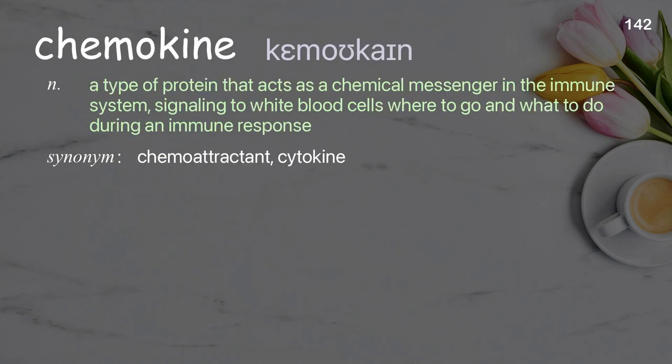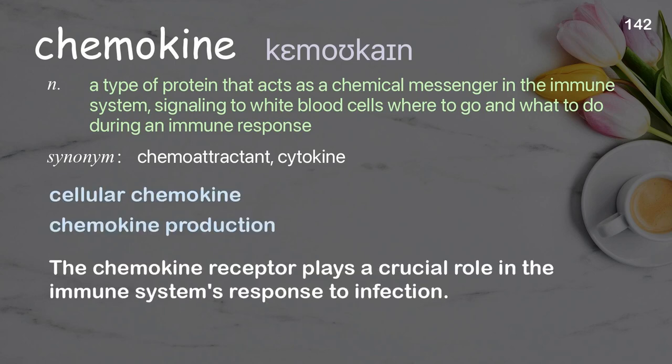Chemokine. A type of protein that acts as a chemical messenger in the immune system, signaling to white blood cells where to go and what to do during an immune response. Examples: cellular chemokine, chemokine production. The chemokine receptor plays a crucial role in the immune system's response to infection.